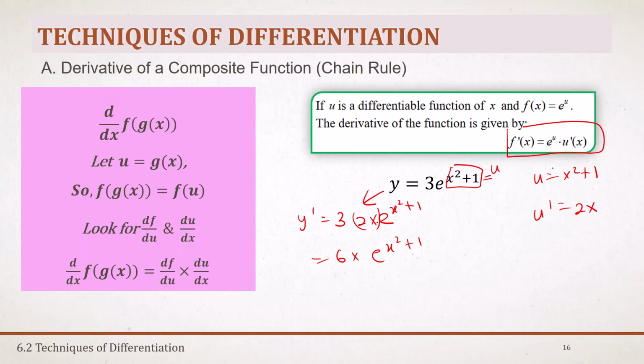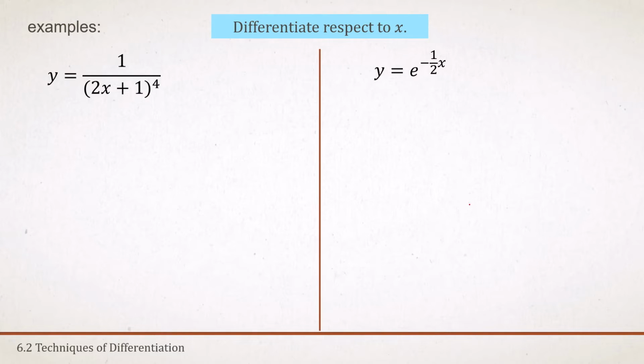Okay, now, maybe some of you will ask, according to the formula over here, u prime is at the back, so why am I putting the 2x in front? Because for me, writing in front is more convenient to know that these are two different functions rather than at the back. Okay. Now we look at the first example over here.